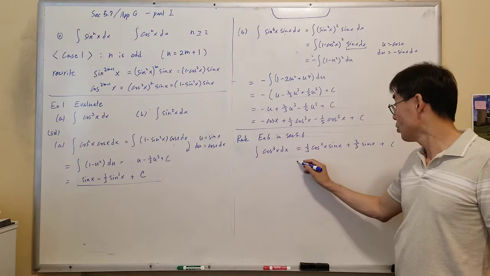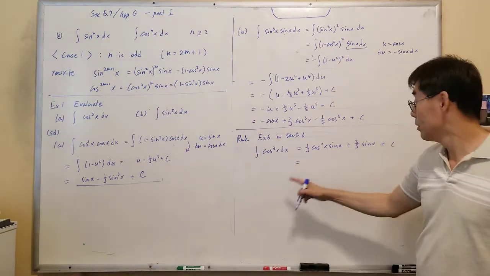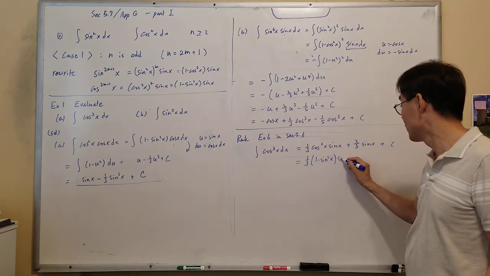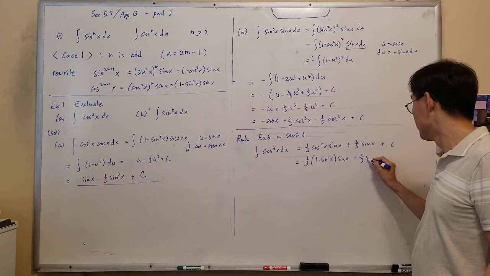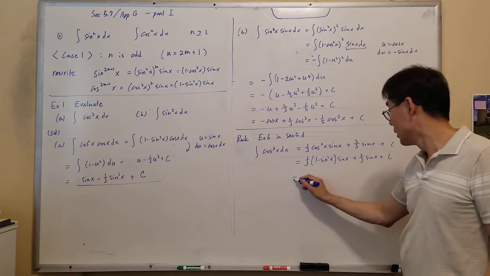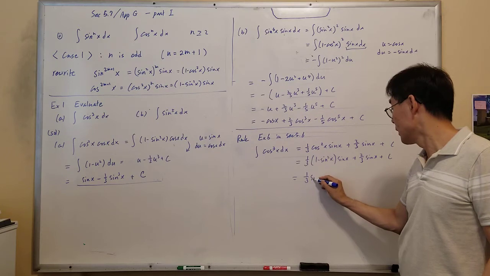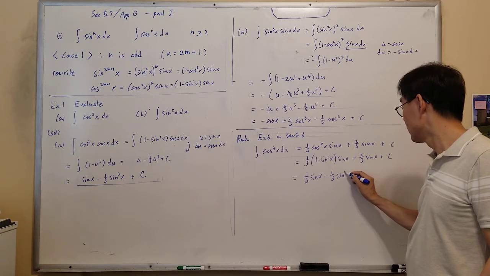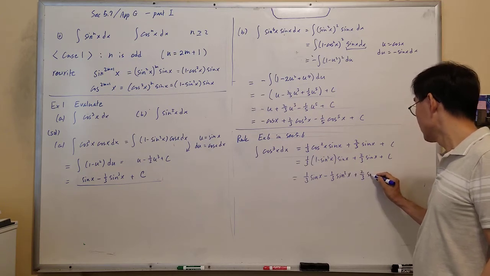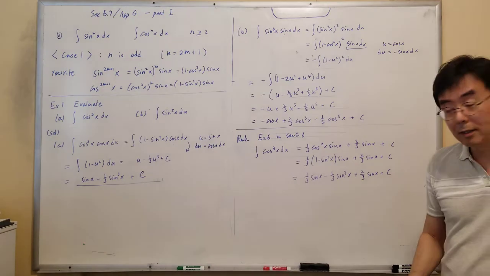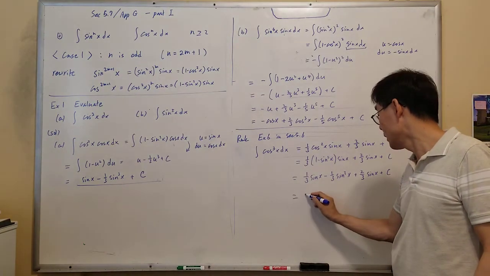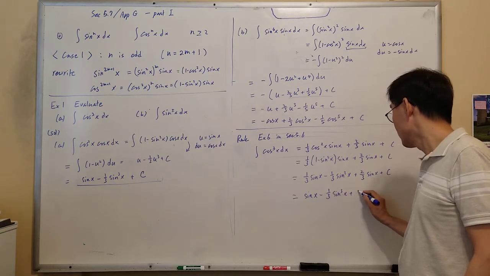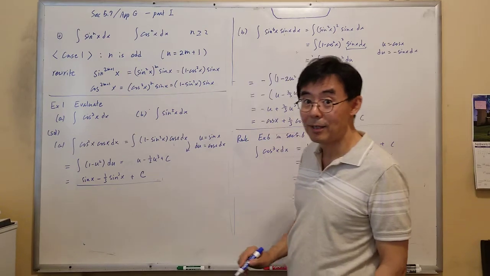Well, we can show that this is actually same as the result, because this is 1/3 times 1 minus sine squared of x times sine of x. Distribute: 1/3 sine of x minus 1/3 sine cubed x, plus 2/3 sine of x plus c. 1/3 plus 2/3, so 1 times sine of x minus 1/3 sine cubed x plus c. Indeed, they are equal.